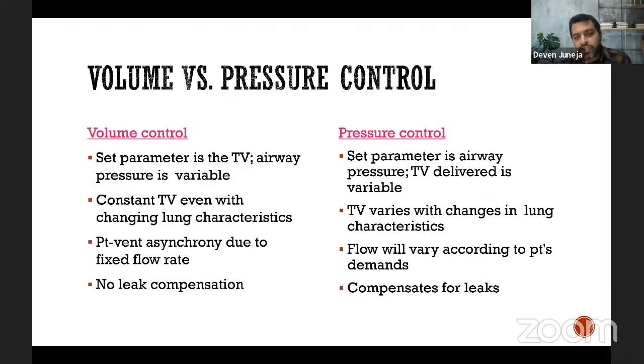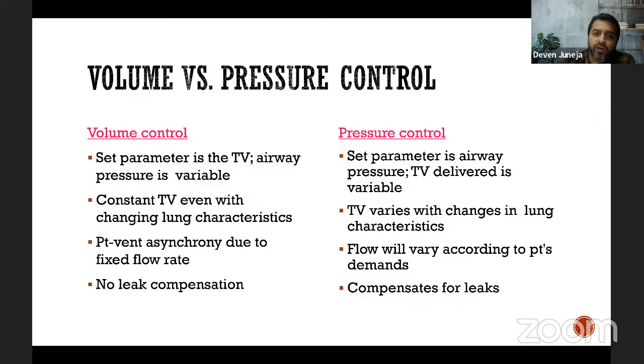So as I was telling you, assist control can be volume control or pressure control. So these are the differences. It is not fair to say that one mode is better than the other. Both modes have their own advantages and disadvantages. So whenever you are putting the patient on either of these two modes, you need to know the advantages and the relative disadvantages of each mode. Then your patient should be fine.